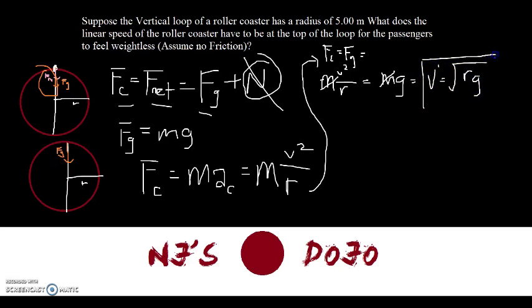So with this working equation, we can get the linear speed of the roller coaster at the top of the loop for the passengers to feel weightless, since centripetal force is equal to force of gravity, having no normal force acting on the object. So we finally plug in the equations. Let me use a different color. So now we're looking for v, and that's equal to the square root of the radius, 5.0 meters, multiplied by the force of gravity, 9.81 meters per second squared.